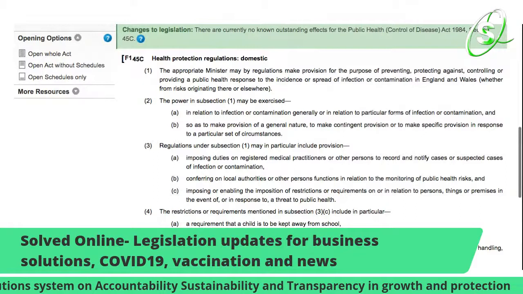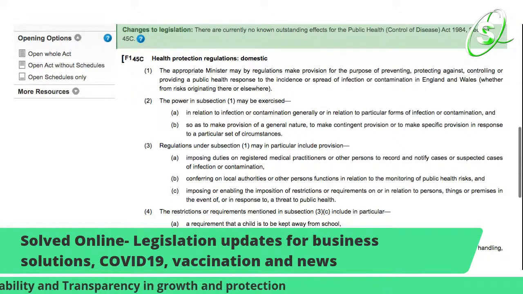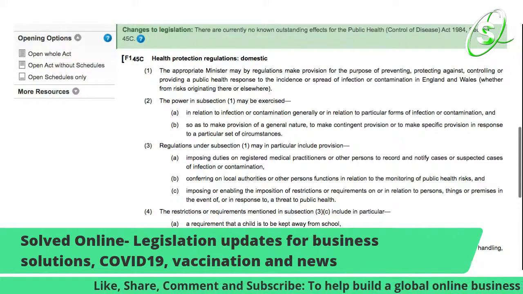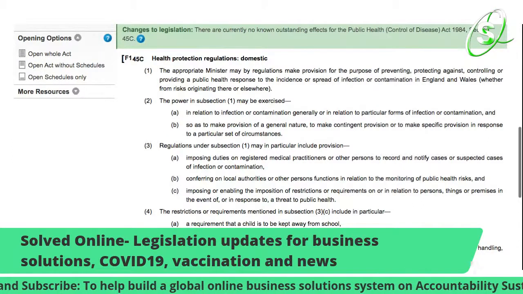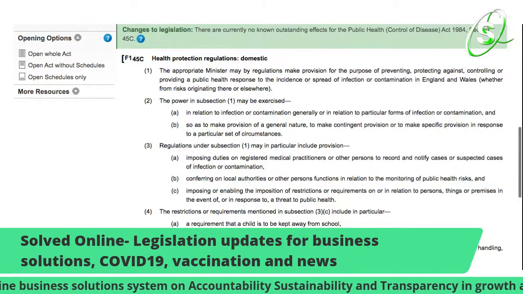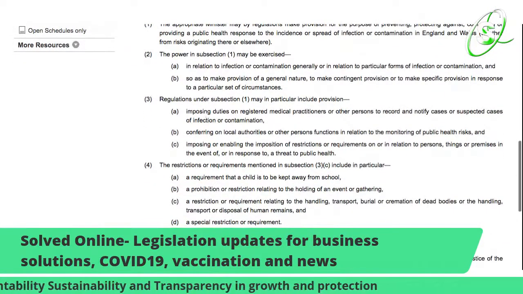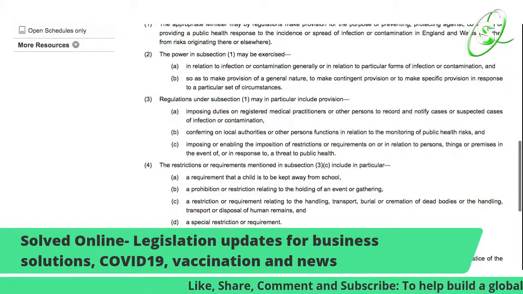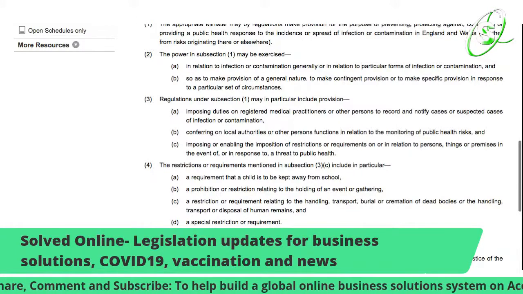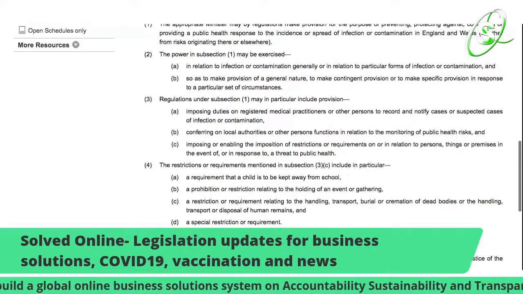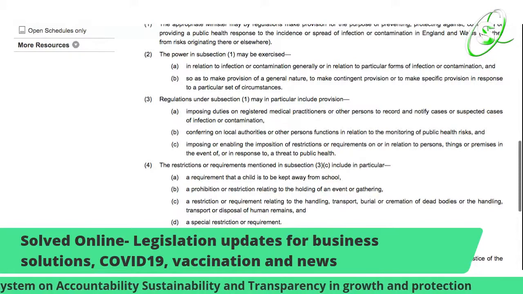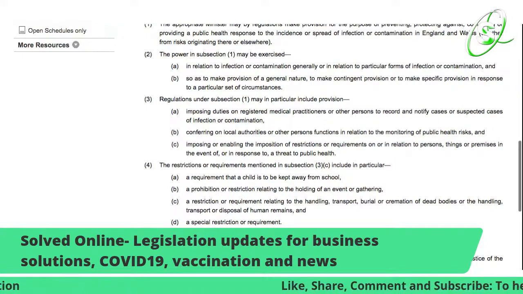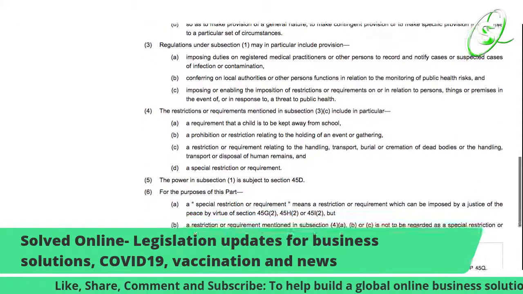So this one: the regulations under subsection 1 may in particular include provision A, imposing duties on registered medical practitioners or other persons to record and notify cases or suspected cases of infection or contamination. B, conferring on local authorities or other persons functions in relation to the monitoring of public health risks, and C, imposing or enabling the imposition of restrictions or requirements on or in relation to persons, things, and premises in the event of or in response to a threat to public health. And that's where you have it.